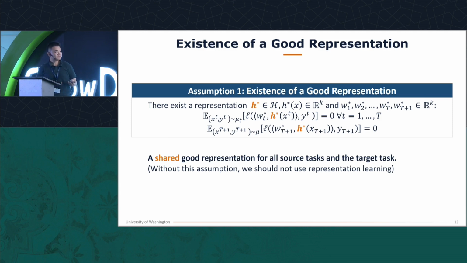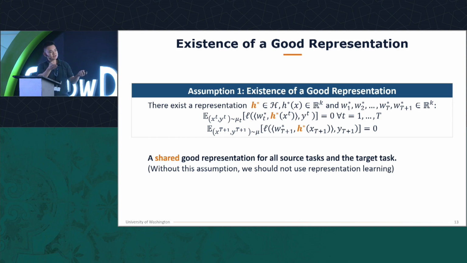Formally, let's say there exists some h star, which belongs to this big H function class. H star maps the input to a k-dimensional vector, and there exists a set of k-dimensional linear predictors, W star, such that for both the source tasks and the target task, the composition of H star and W star will achieve, say, zero loss. You can also generalize zero loss to some small loss. But basically, there exists a common, shared representation H star that is good for both the source tasks and the target task. So why is this a natural assumption?